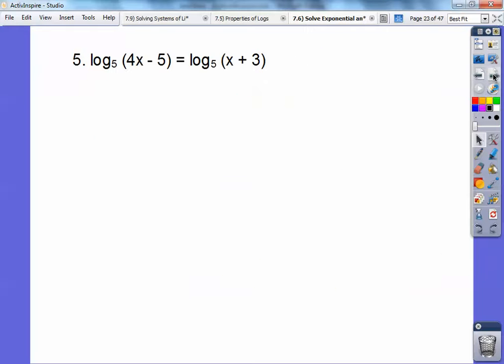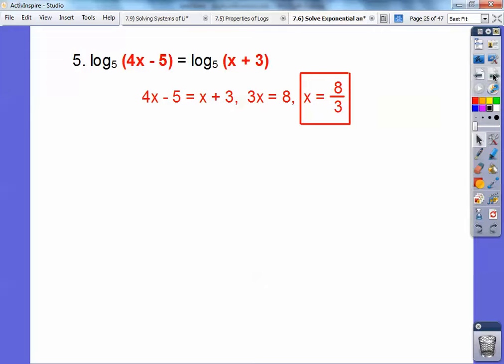Log base 5 of 4x minus 5 equals log base 5 of x plus 3. Here, you just set the quantities equal to each other because you've got the same logs on both sides. So then this is an Algebra 1 question now, you guys. Here I subtracted x on both sides, and then I added 5 to both sides, so you get 3x equals 8, so x equals 8/3. All right.